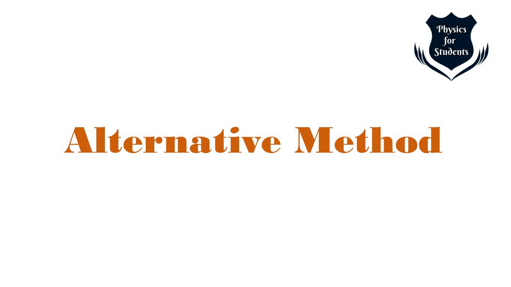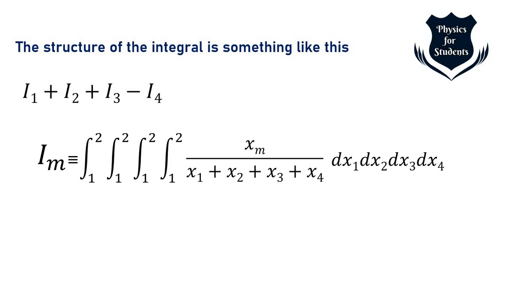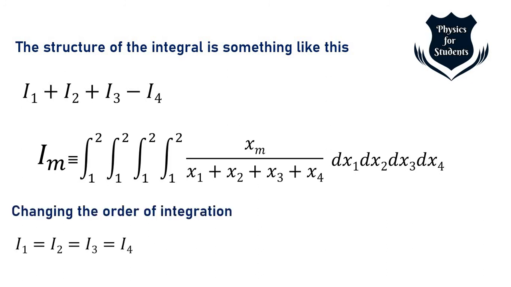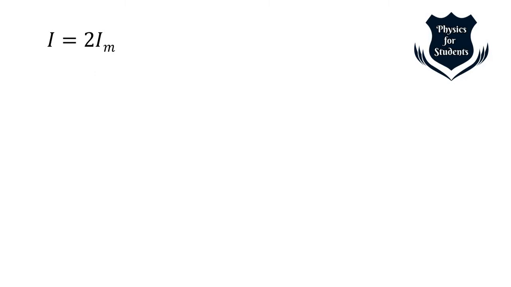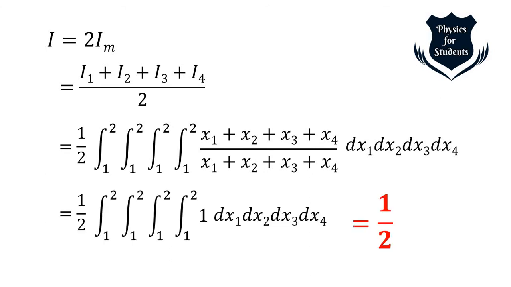Now I will also show you an alternative method, because alternative methods are always good to refresh your mind or get an alternative answer. Because the structure of the integral looks something like this, I can assume I sub m is equivalent to this, and I can change the order of the integration, which leads to this. From there I can write I equals 2 I sub m, which results in this, and I can write 1/2 equals this entire expression, and from there I get the value 1/2. So you can see in both cases the answers are the same. It is 1/2 in the earlier method and in the alternative method.